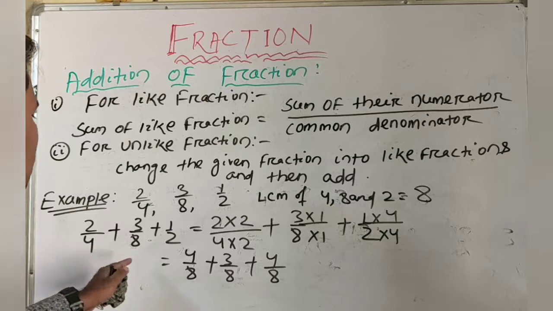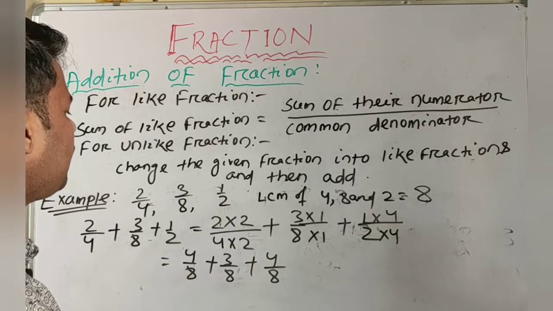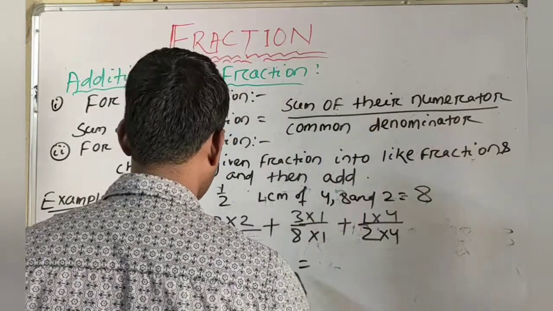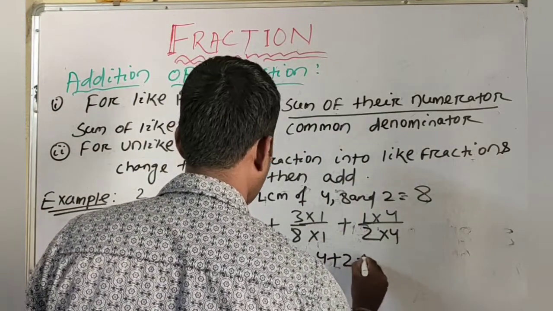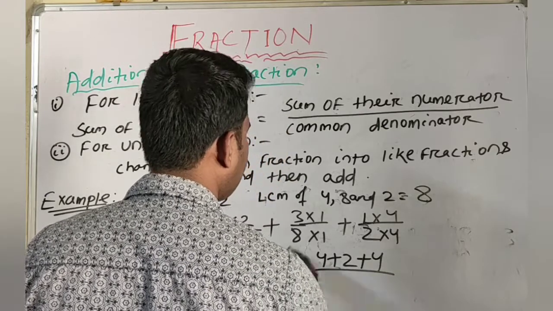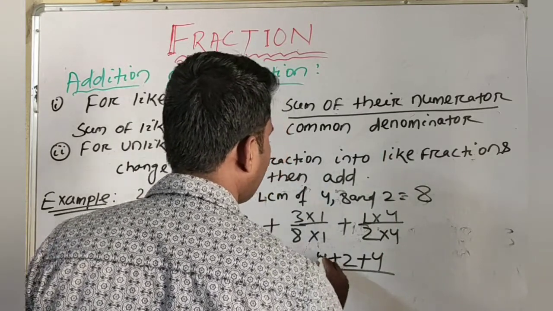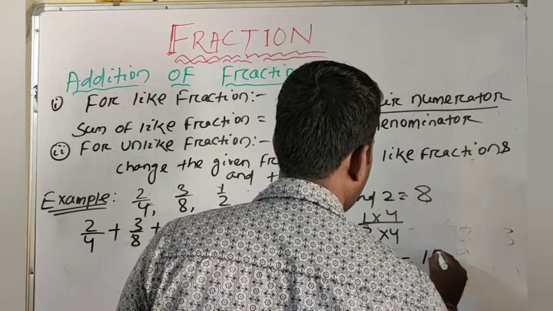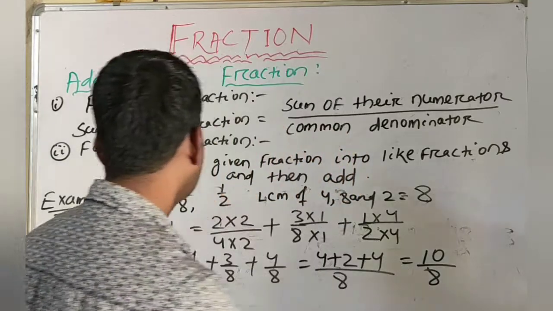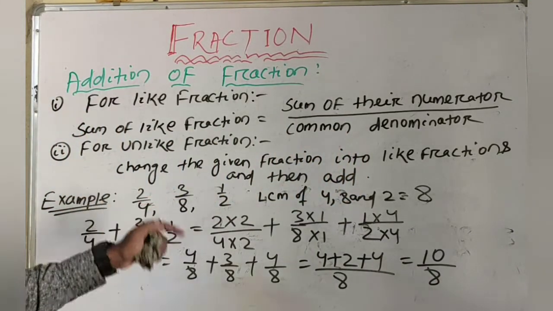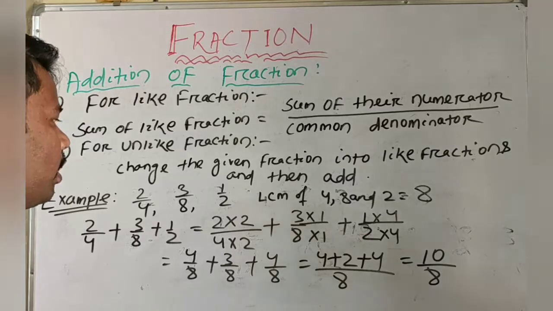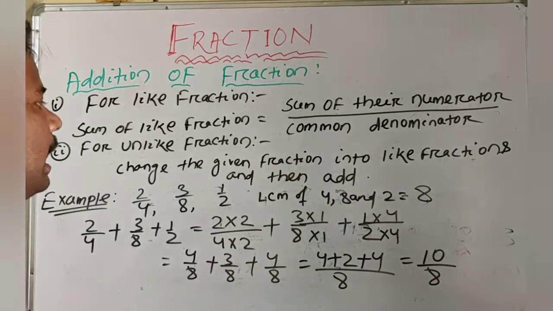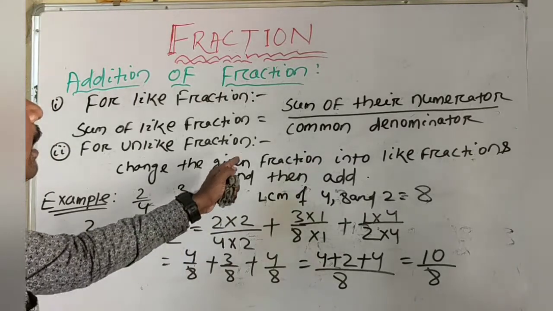Here we got all the same denominator, all are like fractions, so we can add the sum of their numerators. That means 4 plus 3 plus 4, and the common denominator is 8. 4 plus 3 is 7, plus 4 is 11, so it is 11 by 8. So if unlike fractions are given, first we have to convert to the same denominator, or change the given fractions into like fractions, then we will add.